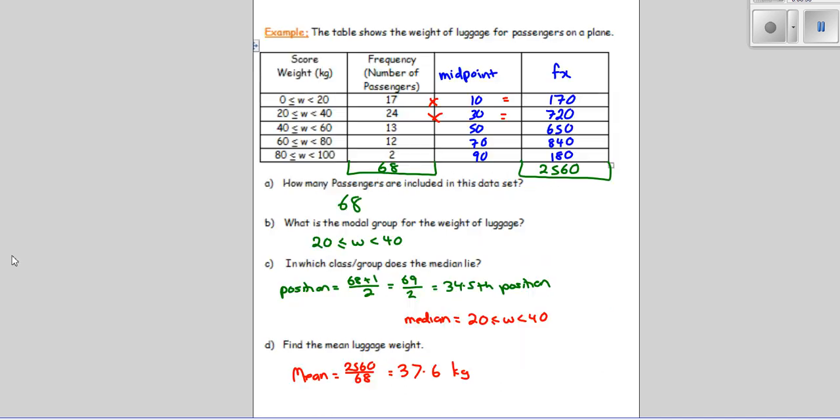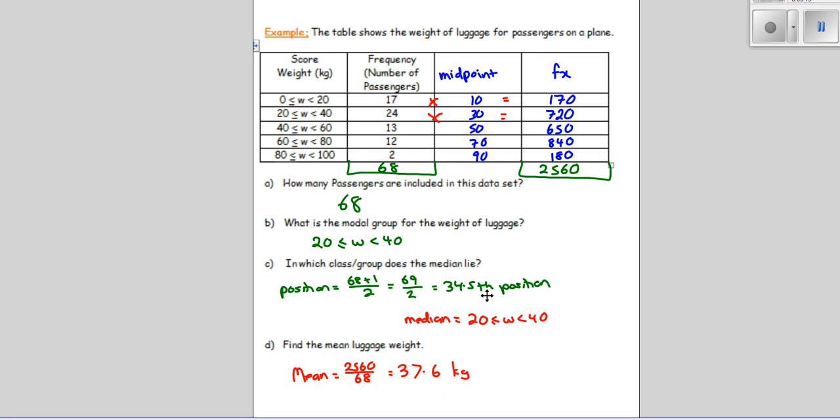Then there was another one, just to get you to practice it again: midpoint, and then fx, and total fx divided by frequency gives you the mean. The modal group just had the highest frequency. And in which class group does the median lie? Remember, you use that n plus 1 over 2 formula to find the position.